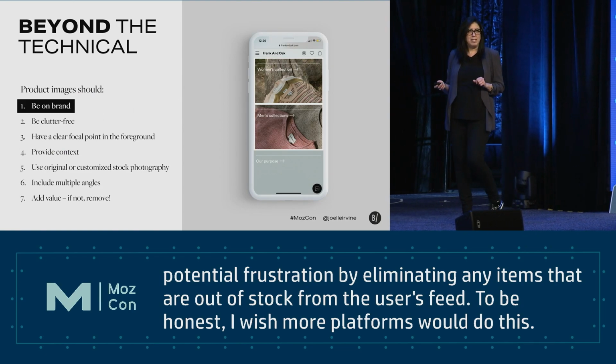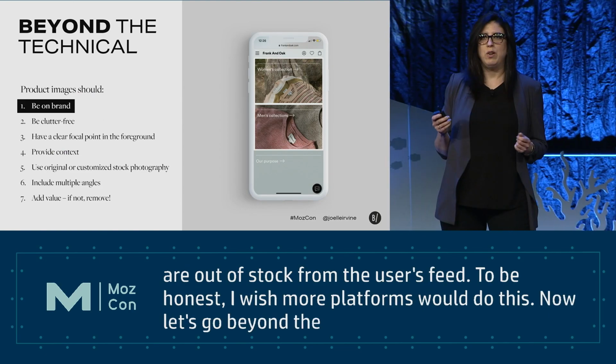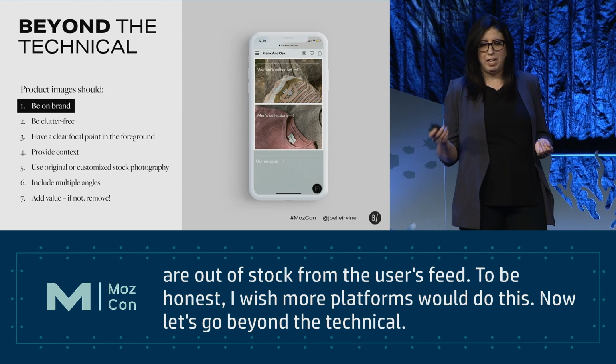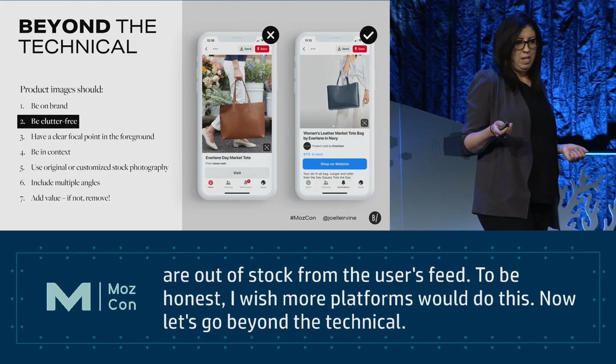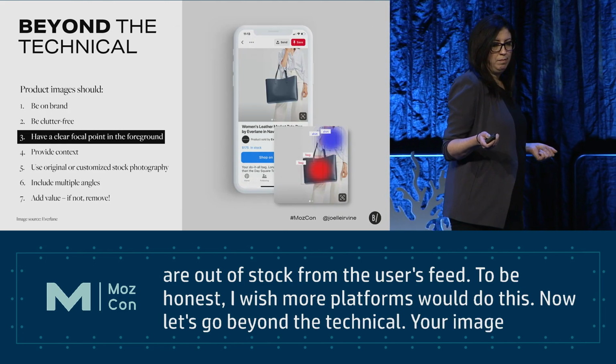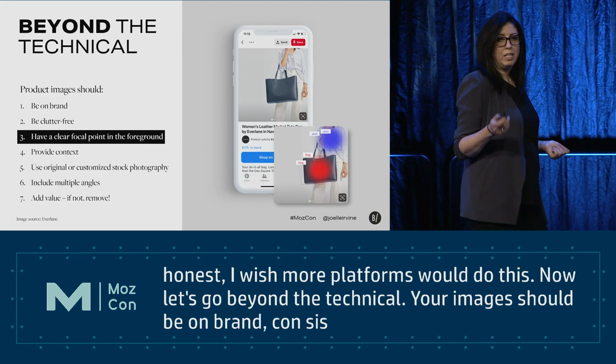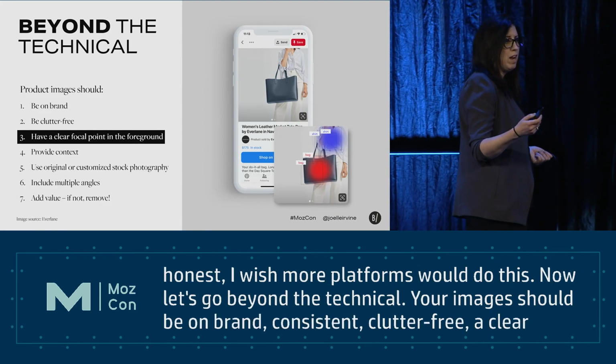Now let's look beyond the technical. Your images should be on brand and be consistent. They should be clutter-free. Product images should have a clear focal point and be in the foreground.